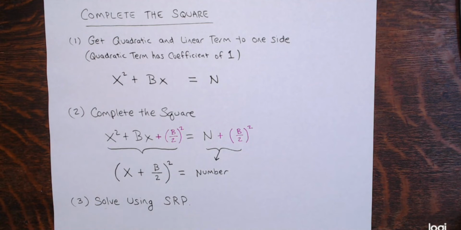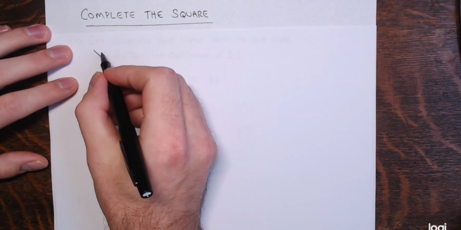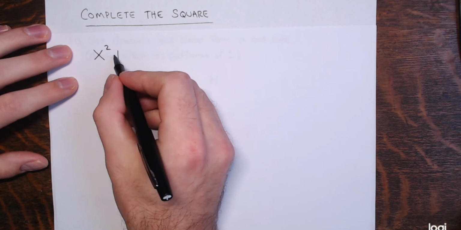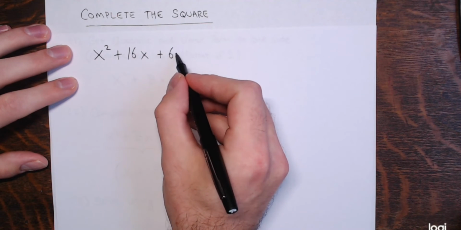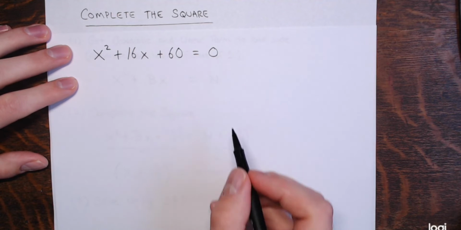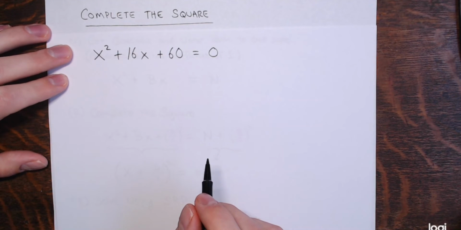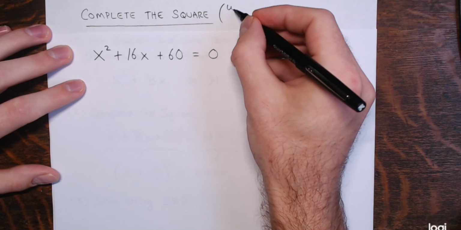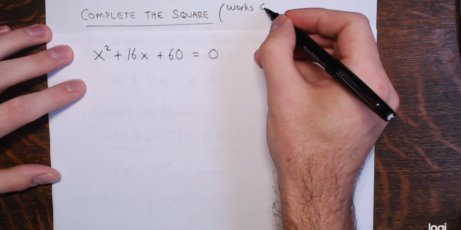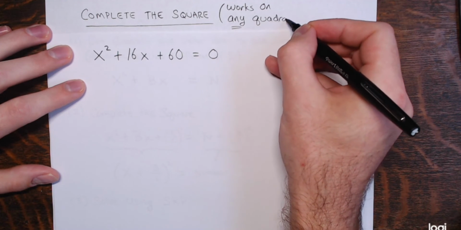The question they gave us is the following. Say we have x squared plus 16x plus 60 equals 0. Now, I know that you can probably solve this one by factoring, but we're going to do this another way. The complete the square method, I'll tell you this right now, works on any quadratic equation. Factoring doesn't.